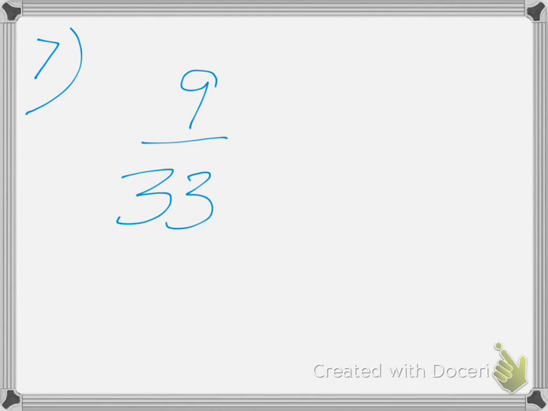This is for the sample questions. Most of this week's is review, so I'm going to be doing particular ones. Number 7, we have 9 over 33, and we want to put that in simplest form.